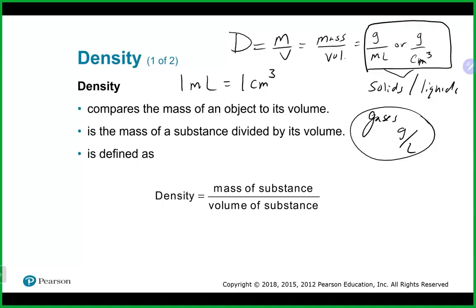How do you get a cubic centimeter? As we talked about when we were talking about volume, if you have the length times the width times the height, and you measure each of those in centimeters and multiply them together, you get cubic centimeters, which is a volume.